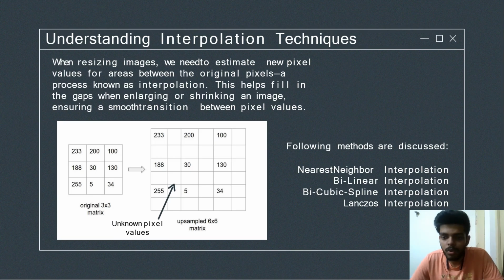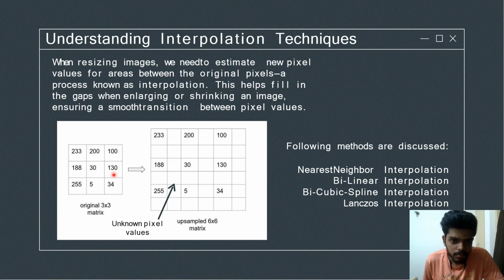Resizing includes both upsampling and downsampling. Downsampling is nothing but, say, we have an original image of n cross n and we want to downsample it to n by 2 cross n by 2. For this we can simply drop every second pixel in the image and downsample it easily. But the trickier part comes in upsampling. In upsampling, we have to increase the number of pixels, and there is, I guess, no way to get information out of nowhere and get the pixel values in between.